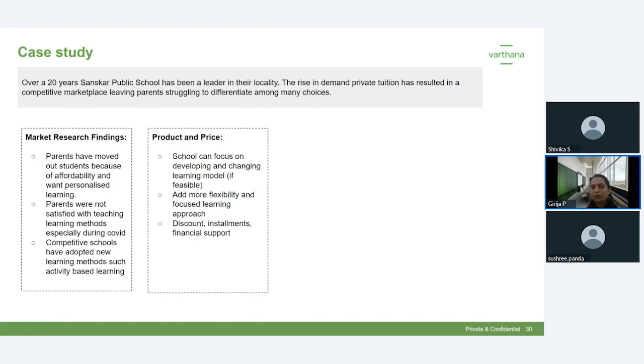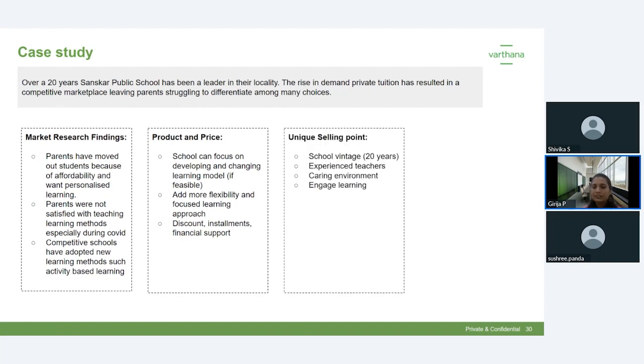For the price, school can give them discounts, installments, financial support. They can tie up with this third party which can promote and support them financially. And the third thing they can do is identify their unique selling point and highlight this in front of parents. So if they are 20 years old, one of the selling points can be the school's vintage, 20 years old.